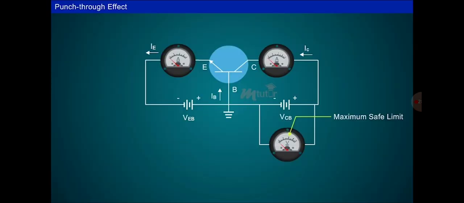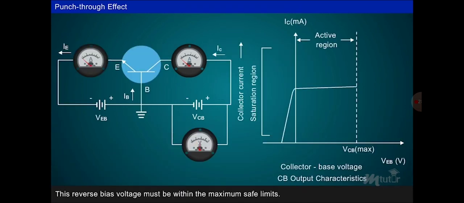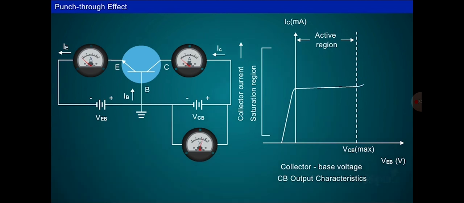For every transistor, there is a limit on the maximum value for reverse bias voltage. The reverse bias voltage must be within the maximum safe limits. If this maximum limit is exceeded, transistor breakdown occurs. The curves shown at the right side of the dotted line represent the breakdown condition.